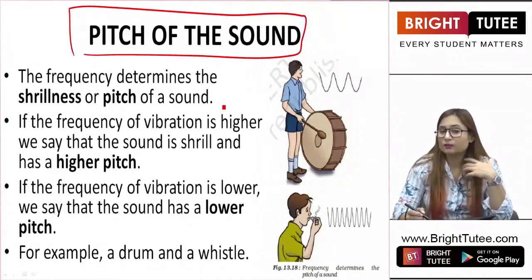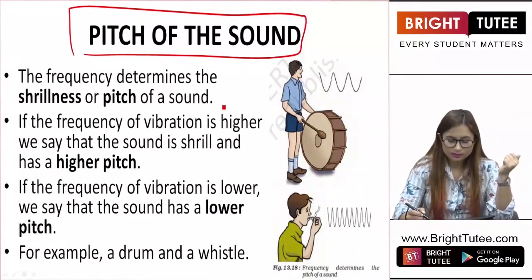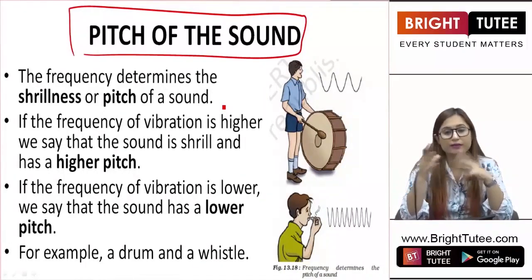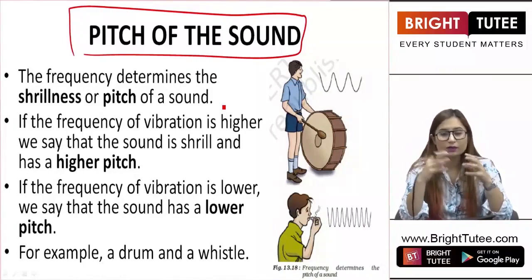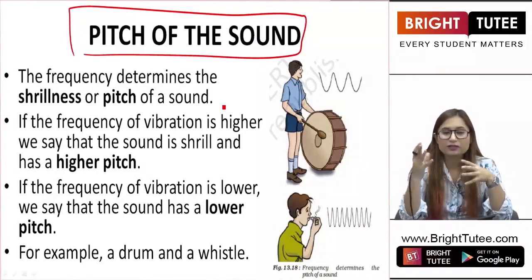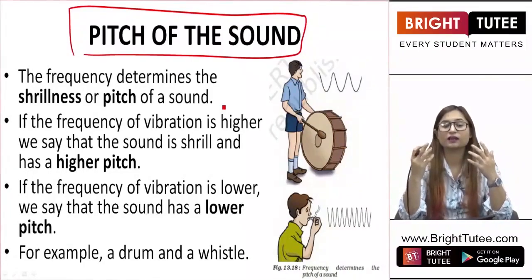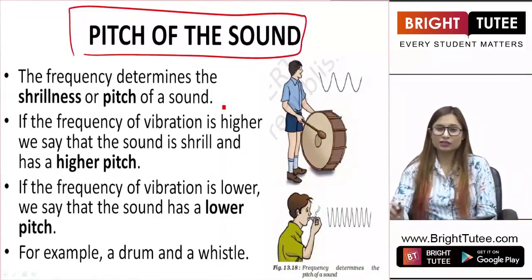Now, students, we learned what is frequency. Frequency is the number of oscillations made in 1 second by a body, right, by a vibrating body. Now, higher the vibrations, higher the pitch. If the vibration is very, very high, then the pitch is very high. For example, you can listen to any opera singer. The pitch is very, very high because her vibrations are very, very fast. The number of oscillations is very, very high. Frequency is very high and hence the pitch is very high.